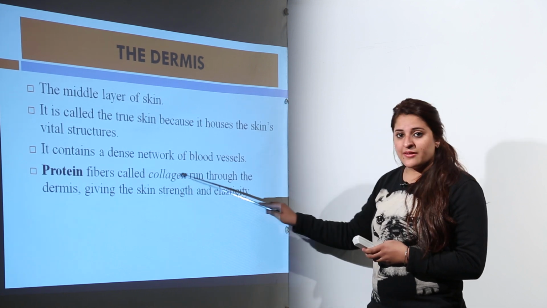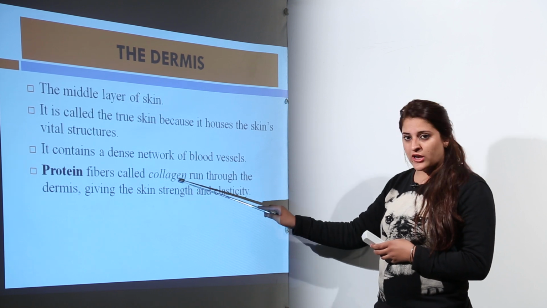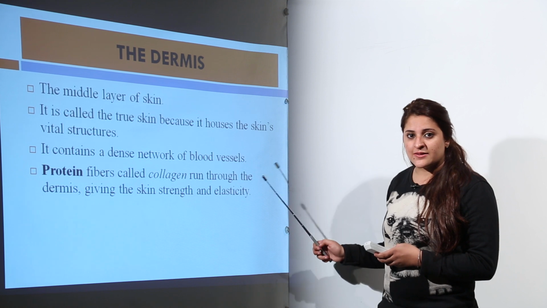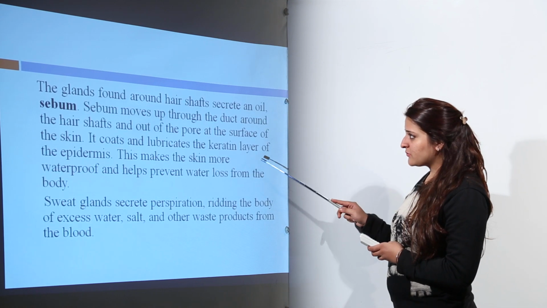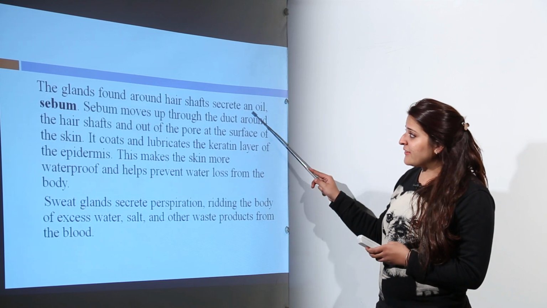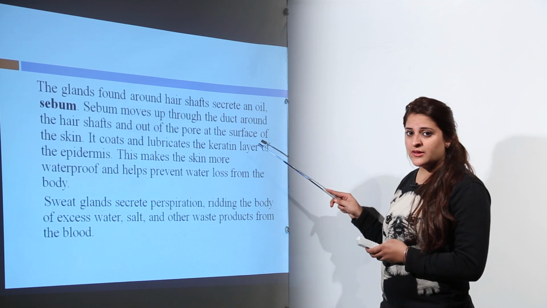Also, there are some collagen fibers present in the dermis, which are proteinaceous fibers. They run through the dermis so that it can provide strength and elasticity to the skin. So this is one of the features of the dermis. There are also glands, which are sebaceous glands. The sebaceous glands protrude from the hair shafts. I will show you this in the diagram.